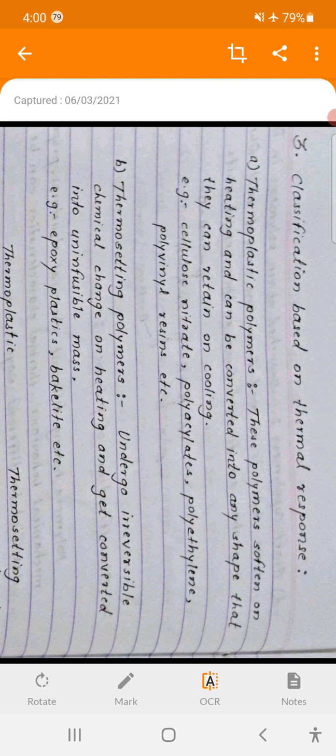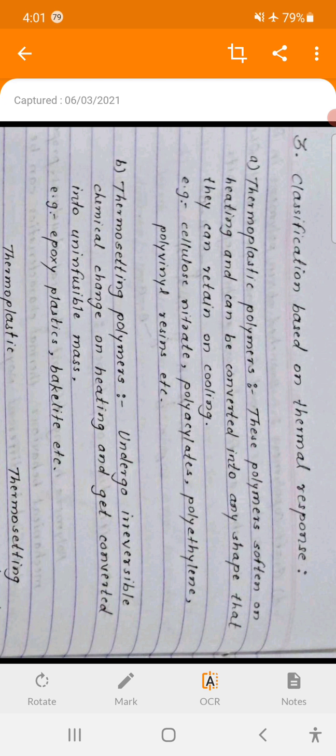That is, when they are hot, they can be molded. Molding is possible. They can be molded into any shape, and the shape which was there in the hot condition, they maintain after cooling. For example, cellulose nitrate, polyacetylene, polyethylene, PVC, that is polyvinyl resins, are thermoplastics.